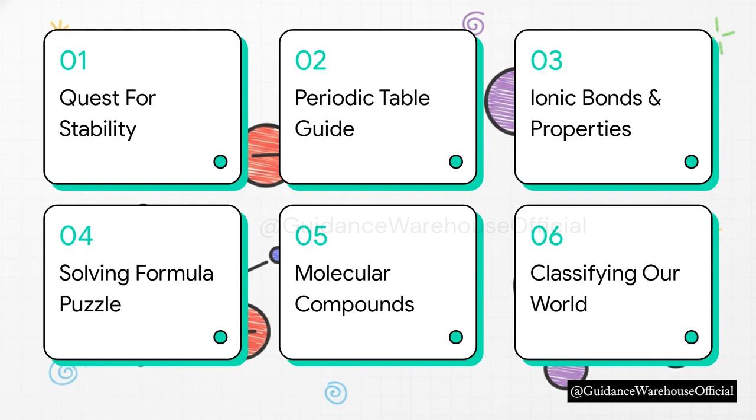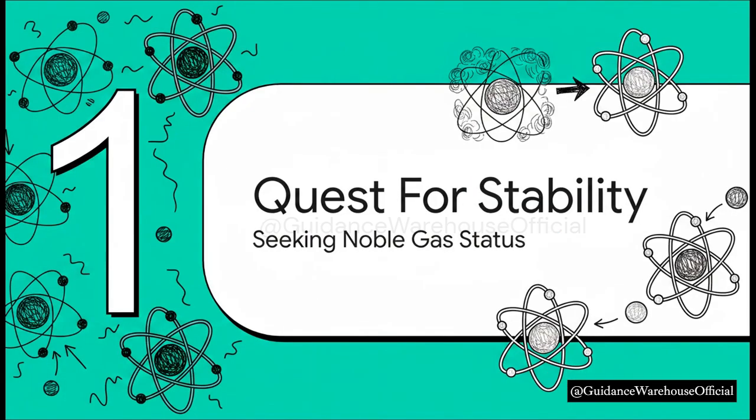Here is our game plan for today. We'll start with the quest for stability, look at how the periodic table acts as a cheat sheet, dive into ionic bonds and their properties, solve the formula puzzle together, explore molecular compounds, and wrap it all up by classifying our world. All right, let's jump right in.